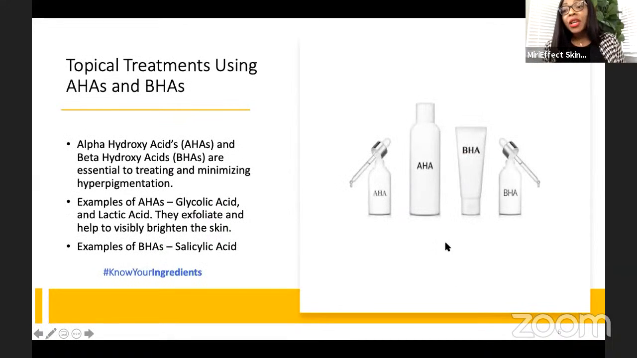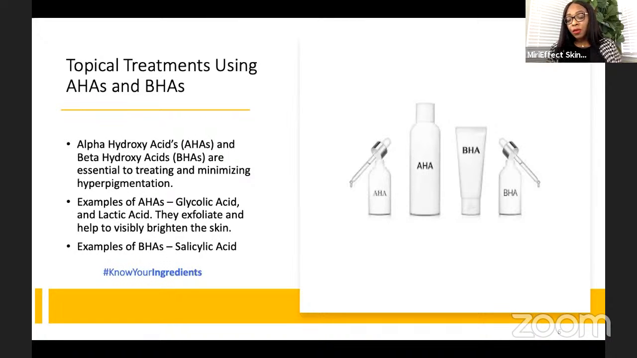As far as treating hyperpigmentation, there are various ways. When we talk about topical treatments, it's good to understand what AHAs and BHAs are, alpha hydroxy acids and beta hydroxy acids. Basically, either one of these acid categories is really essential to treating your skin. Alpha hydroxys are great exfoliants. I don't know how many of you exfoliate your skin, but that is an essential part of skin renewal and of treating hyperpigmentation.